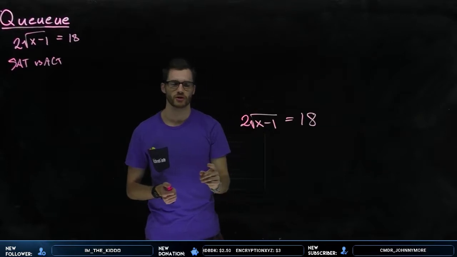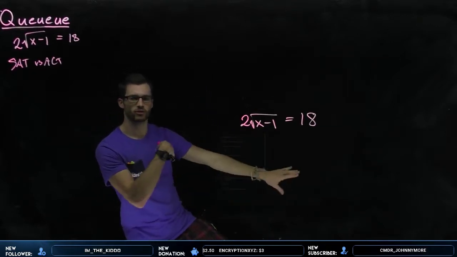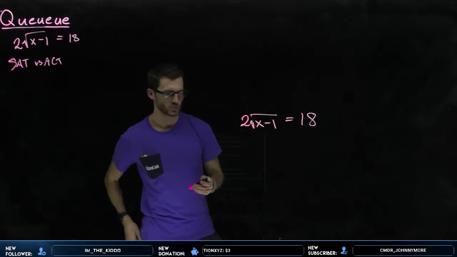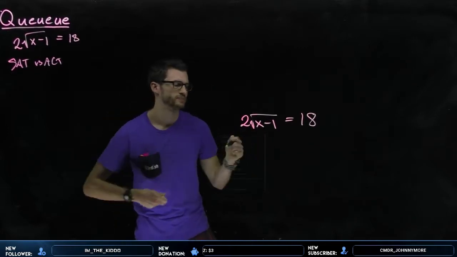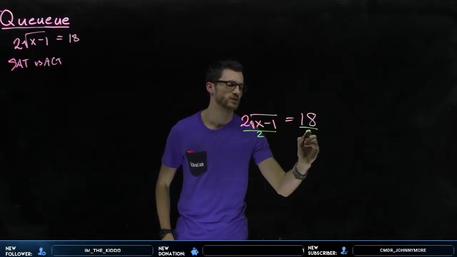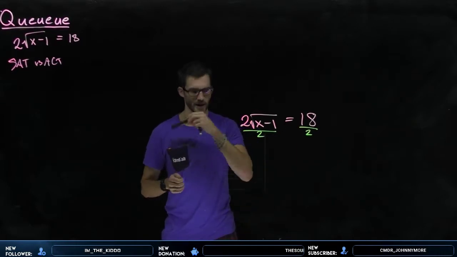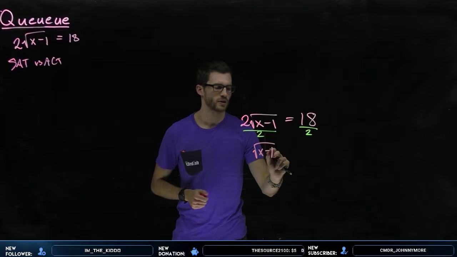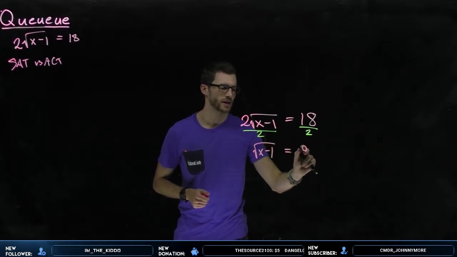We can't do that first because we are doing opposite order of operations. We need to get rid of the 2 before we get rid of the radical, which means, let's start with the yellow. We're going to divide by 2 on both sides. So we get radical x minus 1 equals 9.